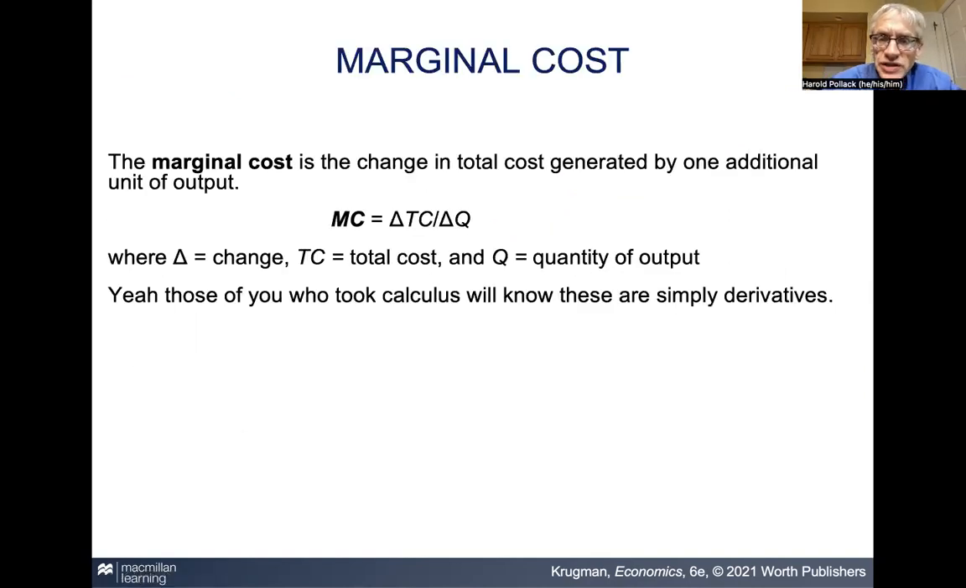Now, the marginal cost is the change in total cost that's generated by one additional unit of output. So the change in total cost divided by the change in quantity. Obviously, if you took calculus, this is just the derivative of total cost with respect to the quantity. Not that that matters, but that's just what it is. It's the slope of that total cost curve as a function of quantity.